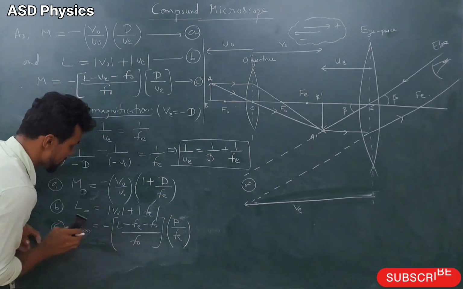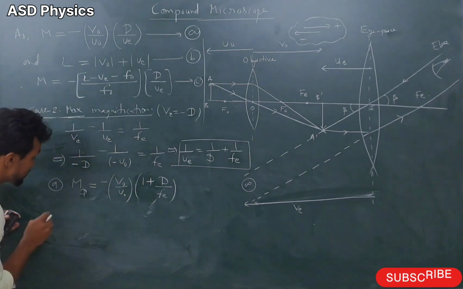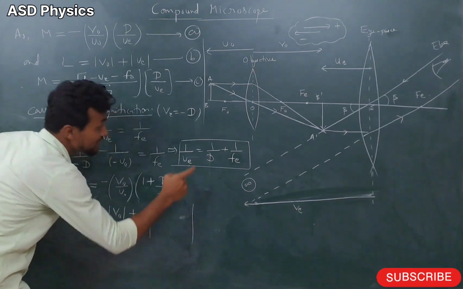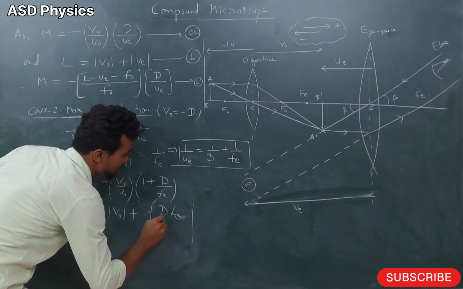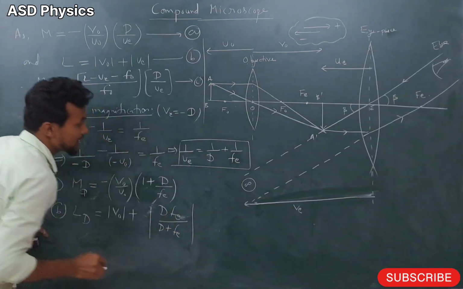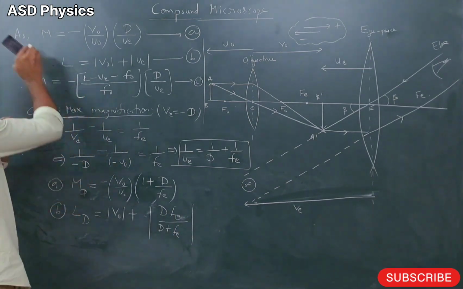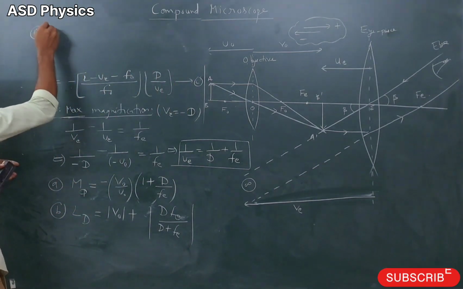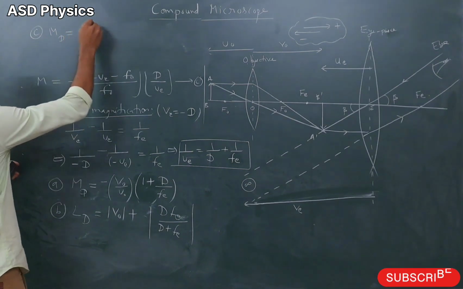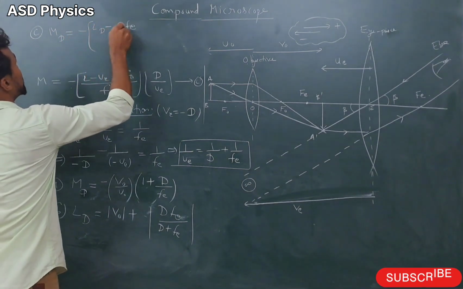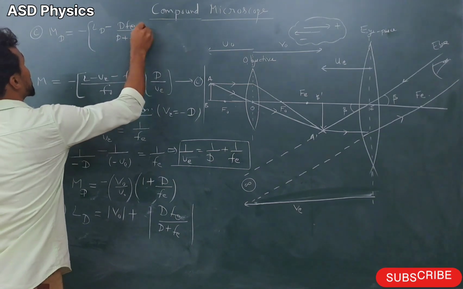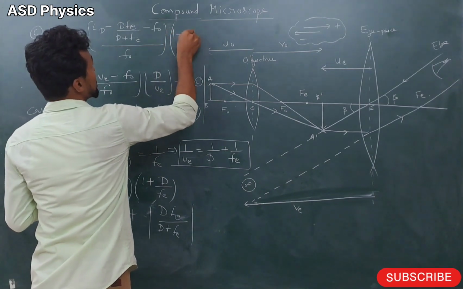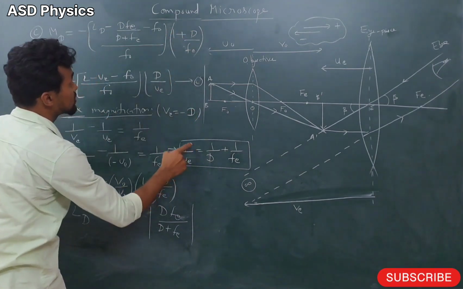Just these two formulas. The second formula: this length LD will become mod V naught plus the UE value from here, that is D FE by D plus FE. And one more formula will be there, I will write it here. MD is equal to minus (LD minus D FE by D plus FE) by F naught into, this will become 1 plus D by FE. You have to just use the value here.